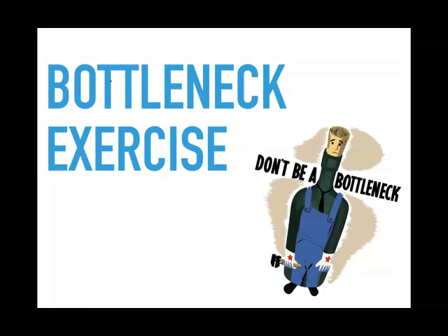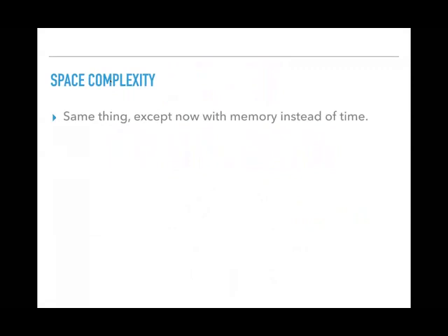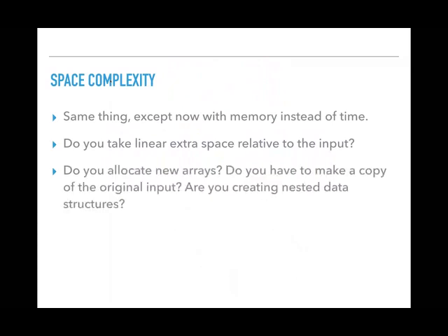Okay, cool. So let's talk real quick about space complexity. So we've talked so far about time complexity. That's what Big O is generally used to describe. But you can also use Big O to describe the space complexity. Space complexity is the very same thing, except now we're talking about memory or space instead of time. So how much space does this algorithm require you to allocate? For example, do you take linear extra space relative to the size of the input? A good way to think about space complexity is, are you allocating new arrays? Do you have to make a copy of the original input? Are you creating nested data structures? If so, you might have really bad space complexity. So space complexity, I think, is pretty simple once you get the general idea.